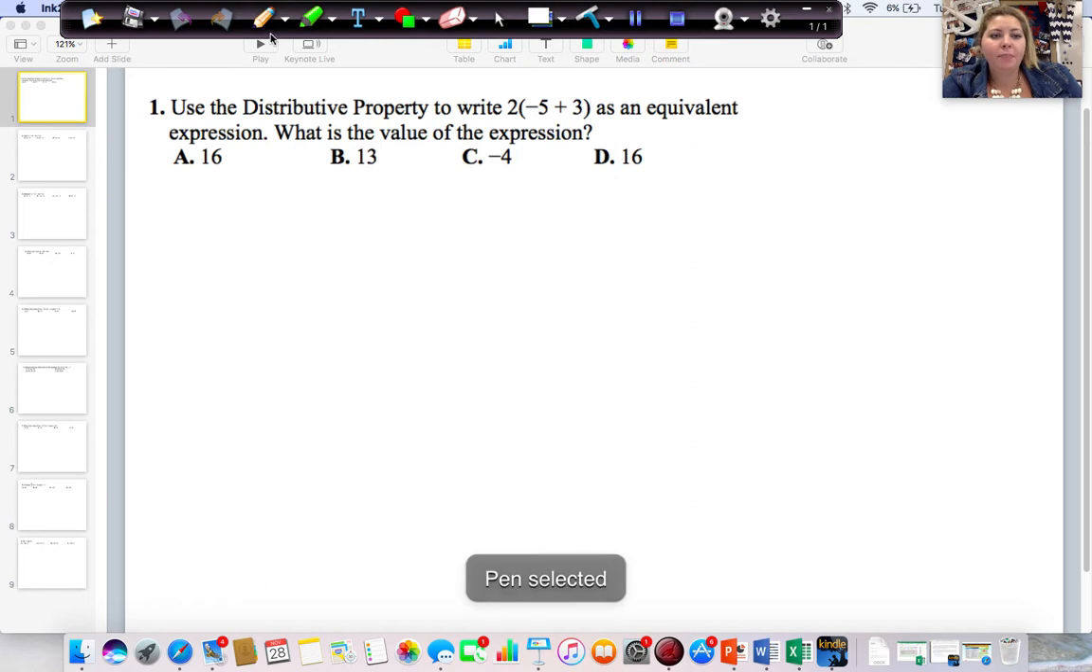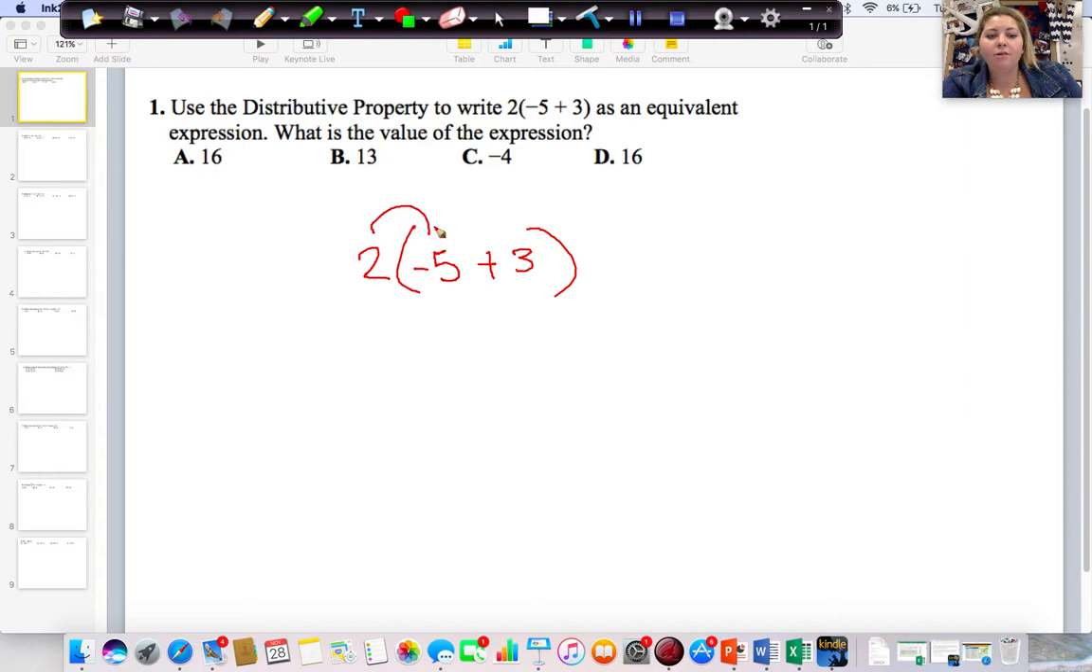Number 1, it says use the distributive property to write 2, in parentheses, negative 5 plus 3 as an equivalent expression. What is the value of this expression? So, when we do our distributive property, we don't want to add within the parentheses first. We want to multiply the number on the outside of the parentheses by both of the numbers inside the parentheses.